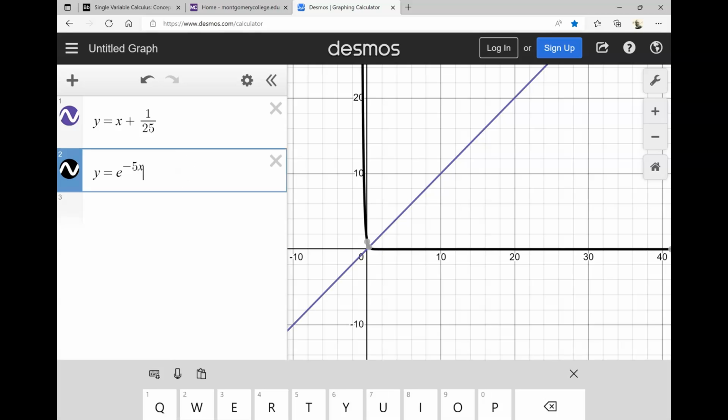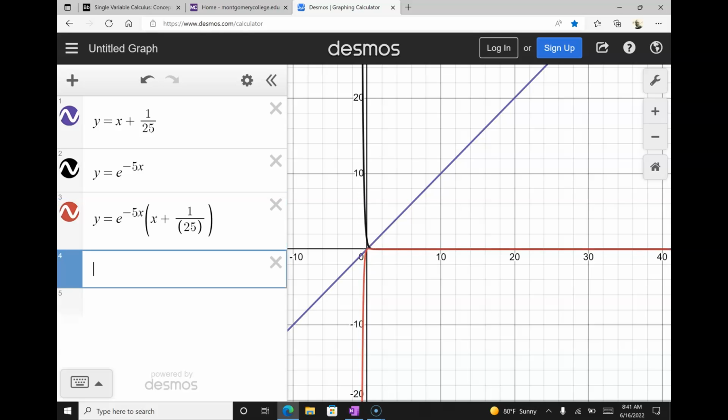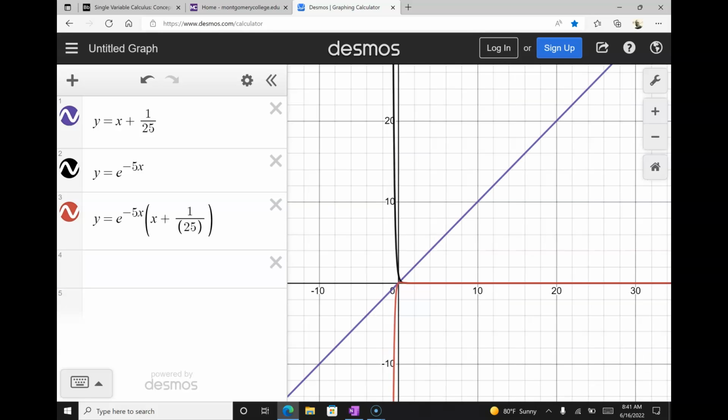And the way I can see that is I do just like the function in the problem says, multiply them together: e to the minus 5x times x plus 1 over 25. And look at it. It got to 0 almost quicker than e to the minus 5x did. The red one is the newest one.